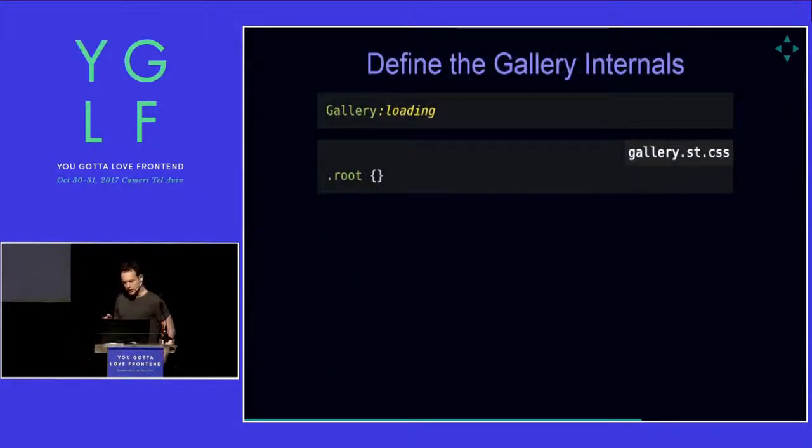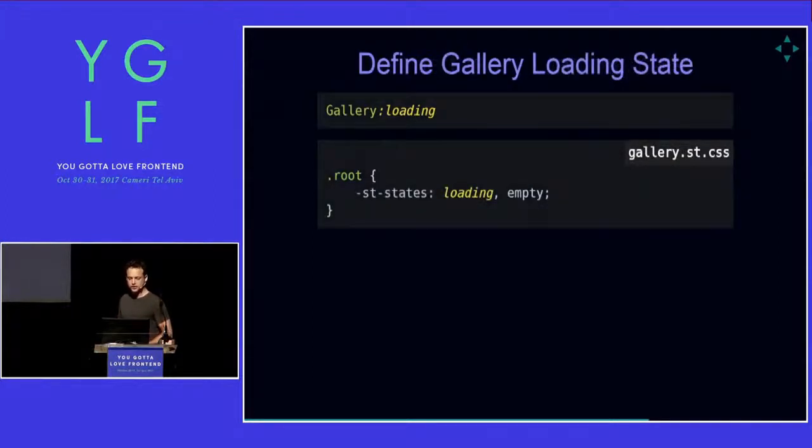First of all, Stylable offers the root class. The root class is reserved for the root element of our component, and we can define custom states with the stStates declaration. It allows us to define custom pseudo-classes, and it can accept multiple values. In our case, two of them: loading, to show that our gallery is in loading mode, and empty, to indicate that our gallery has no content. This does not set the state, it only exposes possible states for our selectors to target.